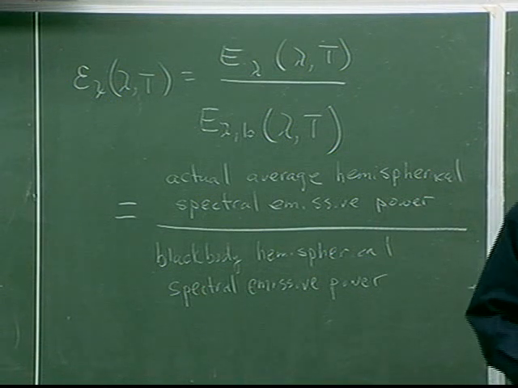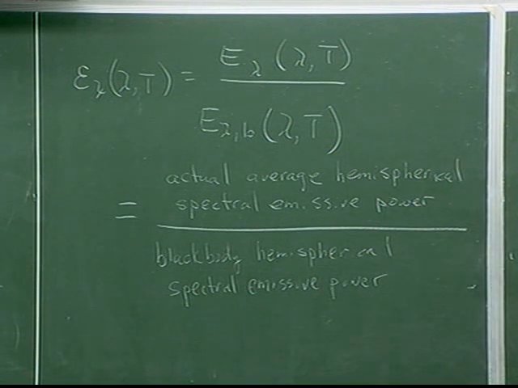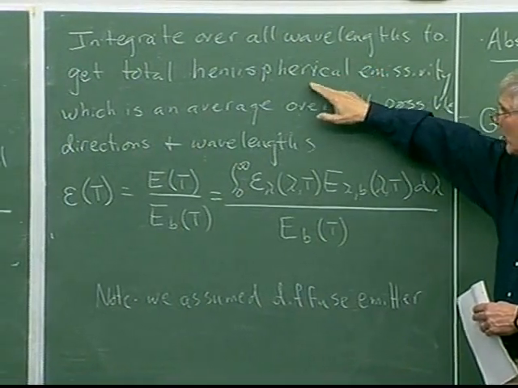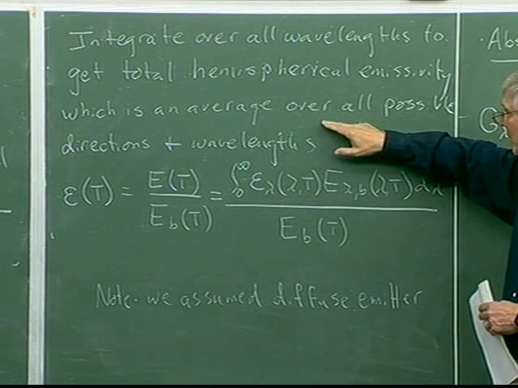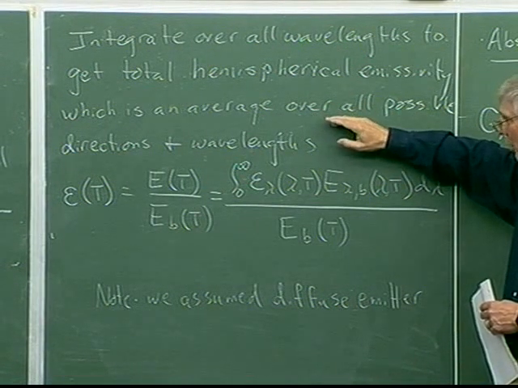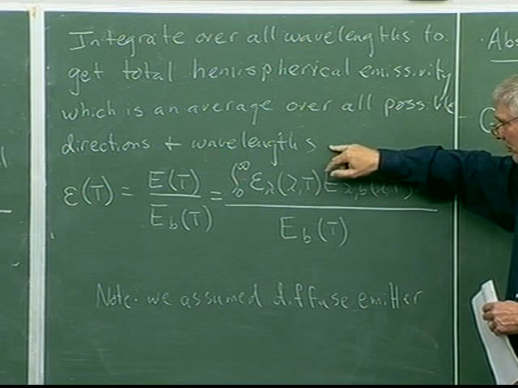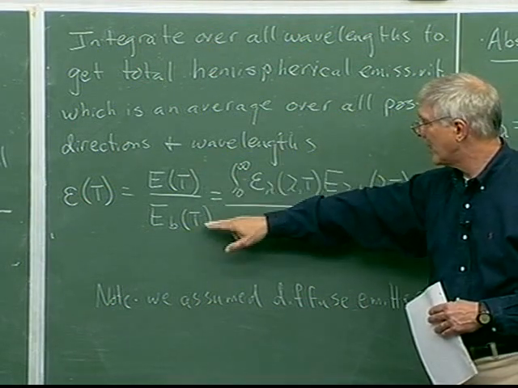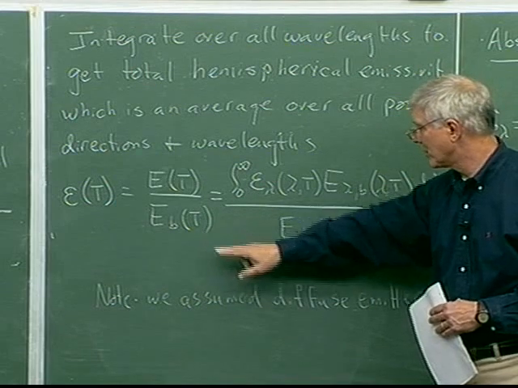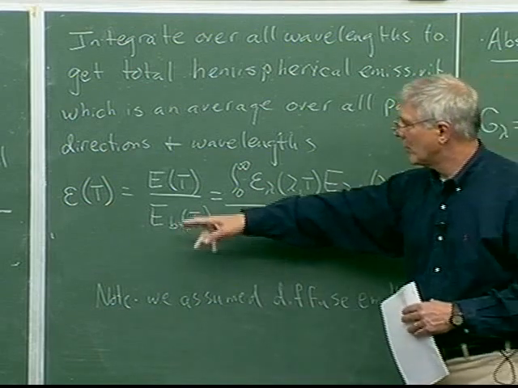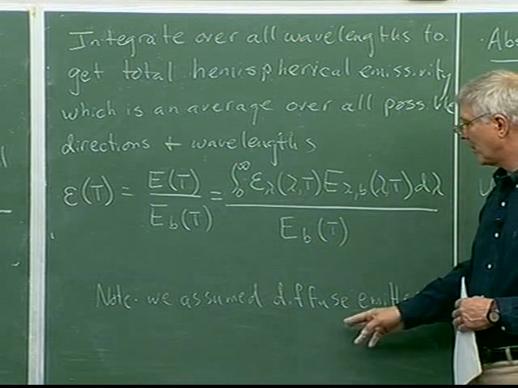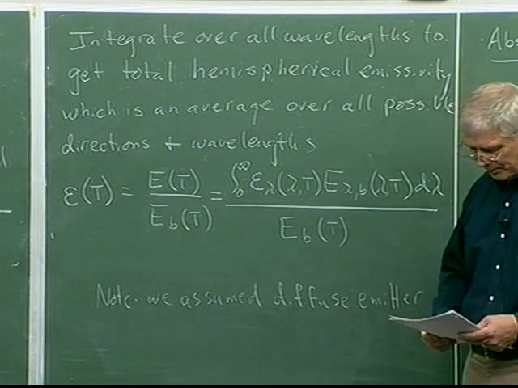Now, if we integrate over all wavelengths to get a total hemispherical emissivity, that would be the average over all possible directions and wavelengths. We take the total hemispherical power divided by the black body hemispherical power, and we get the average emissivity for the total surface. And don't forget that we assumed a diffuse emitter.